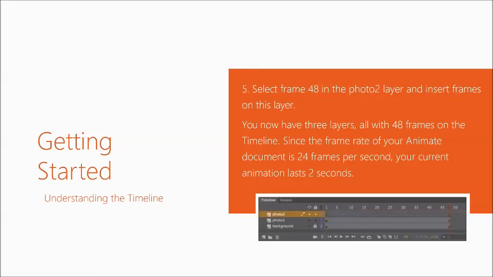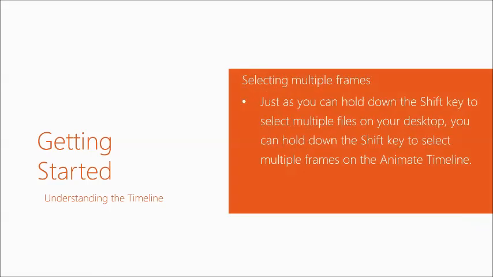Select frame 48 in the Photo 2 layer and insert frames on this layer. You now have 3 layers, all with 48 frames on the timeline. Since the frame rate of your Animate document is 24 frames per second, your current animation can last 2 seconds. How about selecting multiple frames?